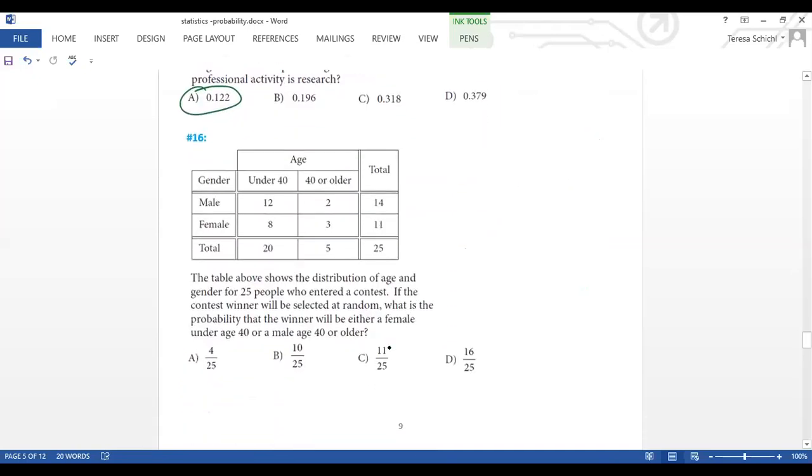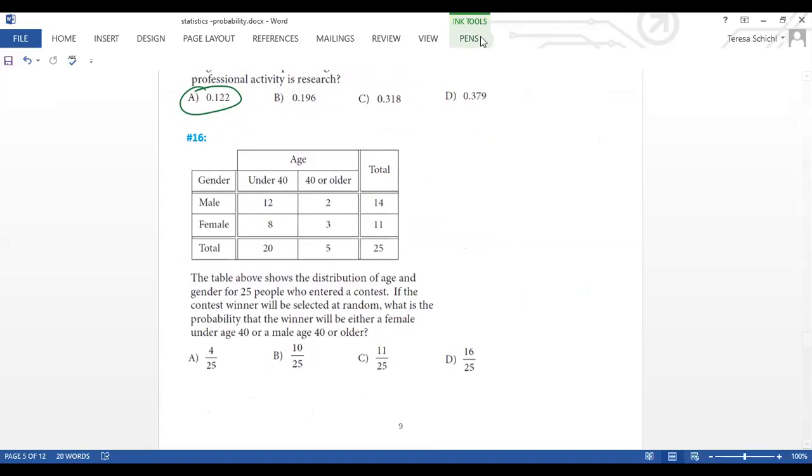Okay, so now let's take a look at number 16 here. This is another contingency table. Like I said, the contingency table is a big part here. The table above shows the distribution of age and gender for 25 people who enter a contest. If the contest winner will be selected at random, what is the probability?